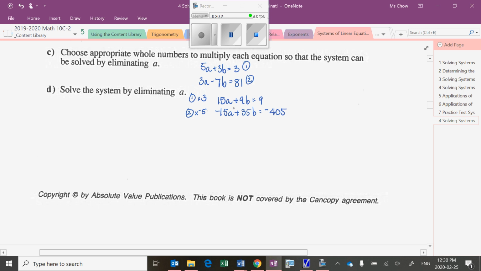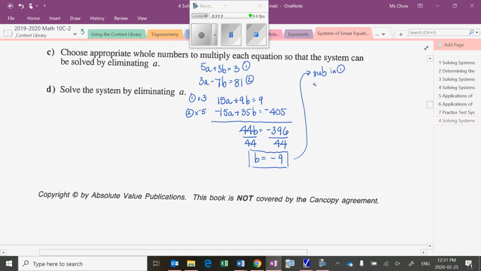So now I've got my opposite coefficients, and I'm just going to go ahead and add these together. So 15a and negative 15a is 0, 9b and 35b is 44b, and negative 405 plus 9 is negative 396. And then to solve, we need to divide both sides by 44, and b is equal to negative 9. So now that we have our value for b, we need to find a, so we will substitute it into either equation 1 or equation 2. So let's just put it into 1.